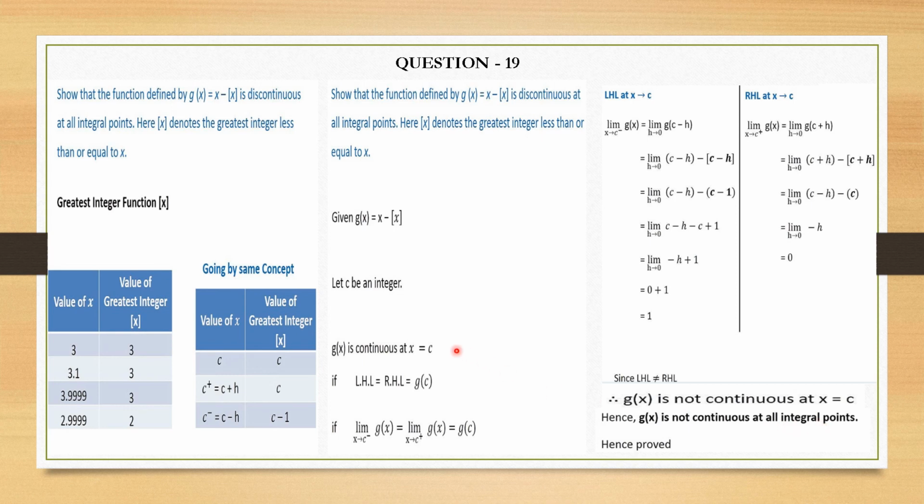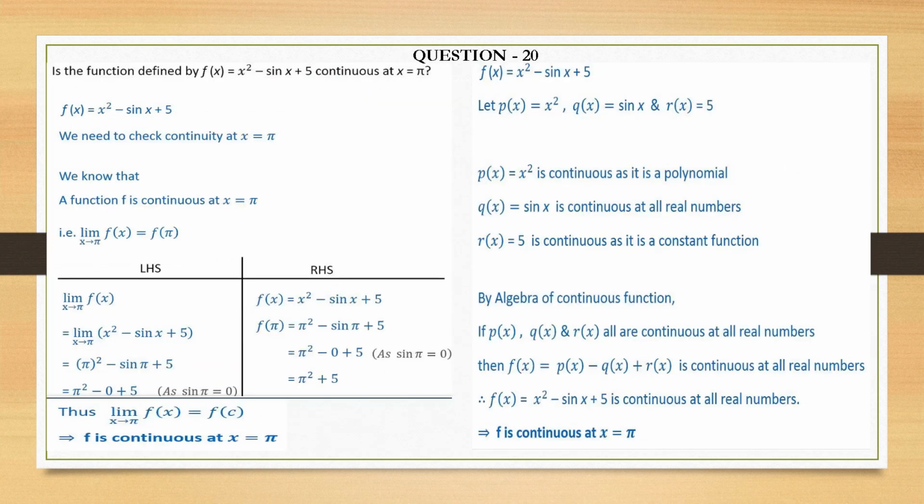You can also go differently, and altogether also, it is very simple. Number 20: is the function defined by f(x) = x squared minus sin x plus 5 continuous at x equal to pi? Again we need to check the continuity at x equal to pi. I check the left hand limit and right hand limit, and if the limit as x approaches pi of f(x) equals f(pi), then this function is continuous.